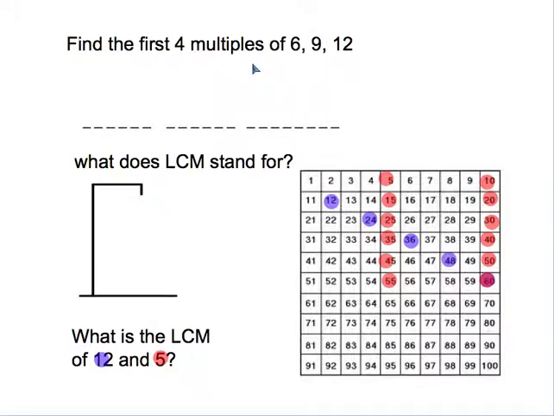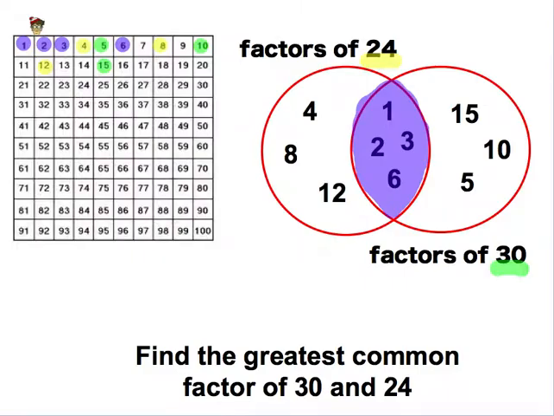If I'm ever asked to find the first 4 multiples of 6, 9, and 12, I could take a look at a hundreds chart and list down what my first 4 multiples would be. This example is actually showing the lowest common multiple for 12 and 5. Anything in the pink are multiples of 5: 5, 10, 15, 20, 25, 30, 35, 40, etc. And over here in the purple, 12, 24, 36, 48. As you can see, they meet at 60. So 60 would be my lowest common multiple.